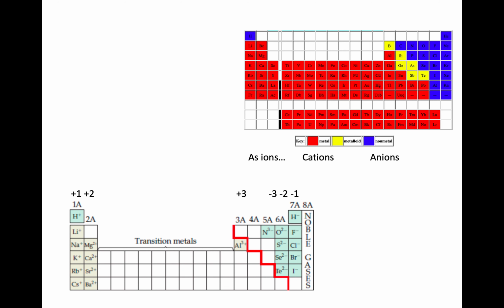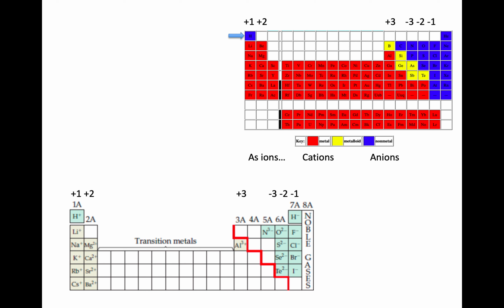Here's the groupings of the charges that they typically adopt when they become ions. So we notice the first column, the alkalis, plus 1 cations, alkaline earth plus 2, plus 3 for the column with aluminum, and then negative as anions, minus 3, minus 2, minus 1, and then the noble gases without a charge. So let's add that to our representation as well.